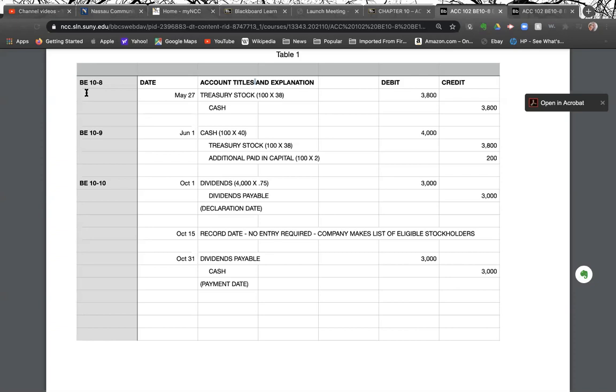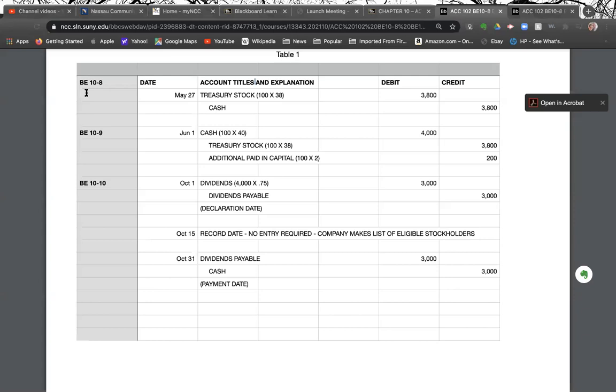So, you know, again, typical of accounting problems, they give you more information than you need. Telling you that the stock was originally sold for $35 a share doesn't really mean anything in this case, right? We're concerned with the repurchase of the stock at 38. So debit treasury stock, 100 times 38 is 3,800, and credit cash. All right, it's a pretty simple transaction.